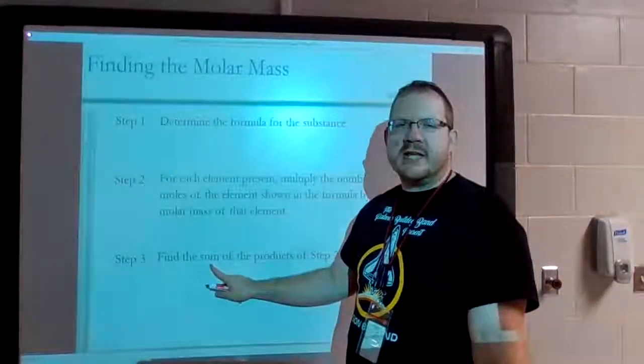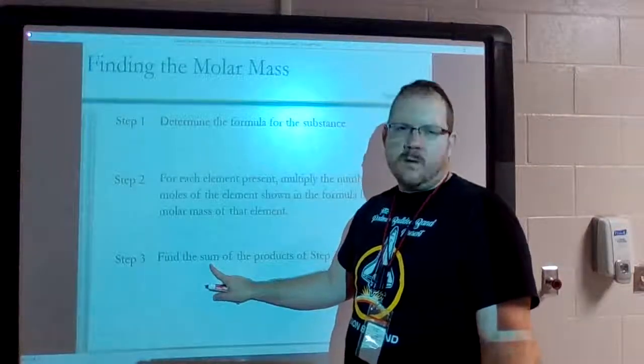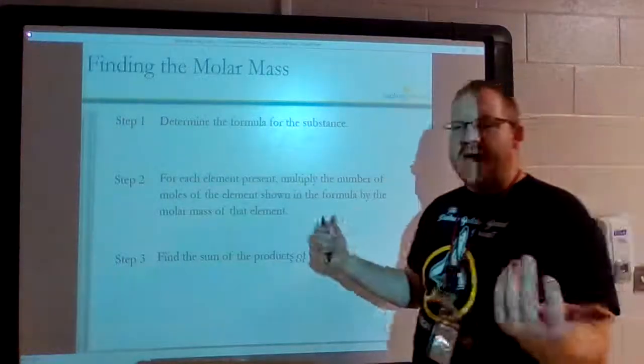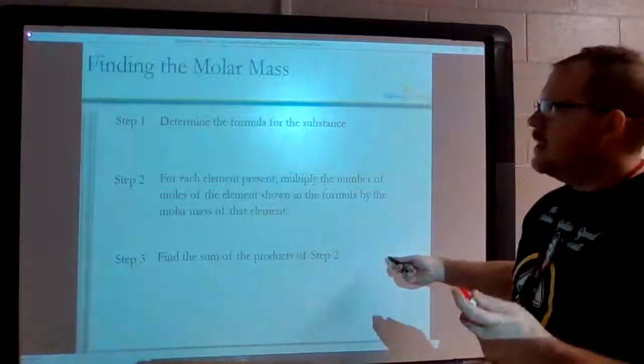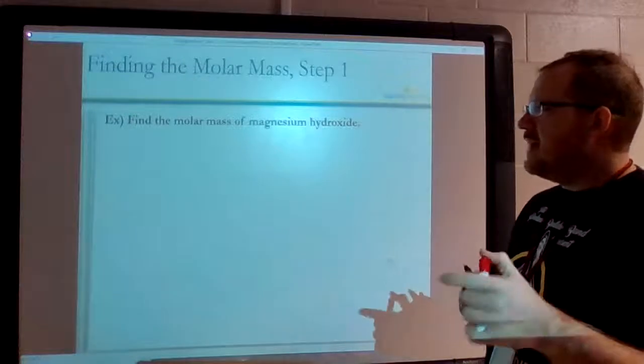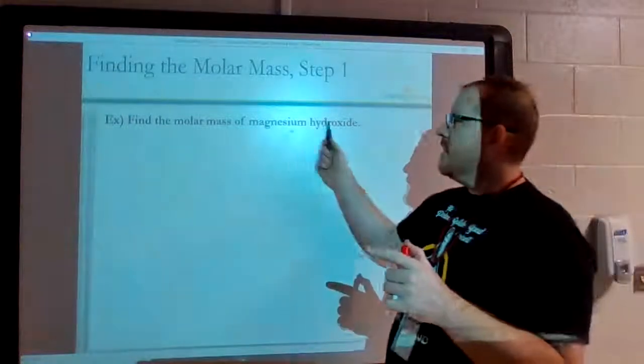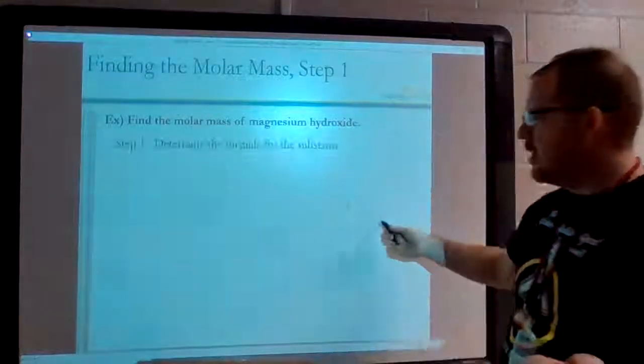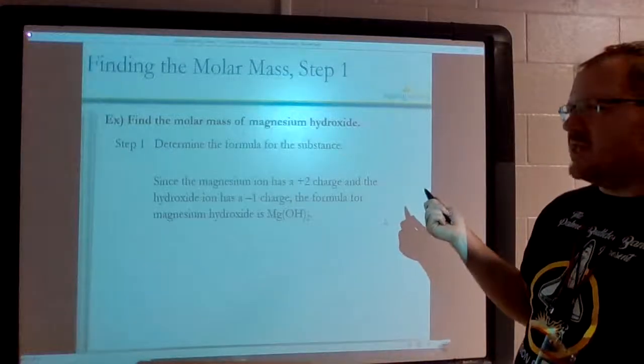And then step 3, find the sum. If we're getting a sum, what kind of math are we doing? We're adding. So find the sum of the products of step 2, add them all together, and that should be your total. They're going to do an example for us here. Find the molar mass of magnesium hydroxide. So that's the Mg(OH)2. So you have to figure out the formula for this, or in Sapling, they'll probably give it to you.